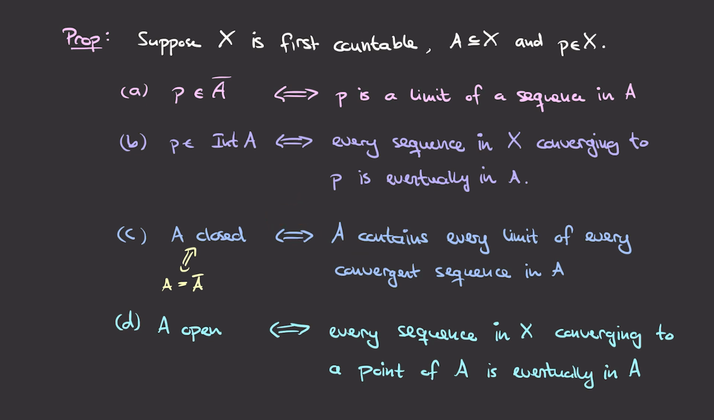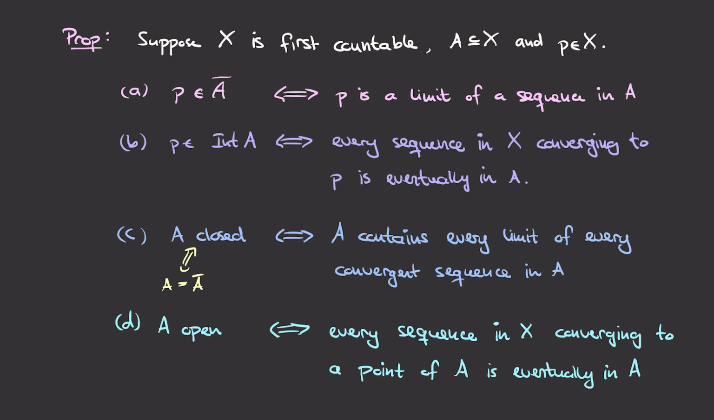And conversely, assume that A contains every limit of every convergent sequence in A. Now assume that we have some point P in the closure. So we're in this situation here. Well, then we know that P is such a limit of a sequence in A, and by assumption, this P is contained within A. So in fact, the closure of A is contained within A, which means that the closure of A is equal to A because A is always contained within the closure of A, and by this equivalence, this means that A is closed, showing the other direction.